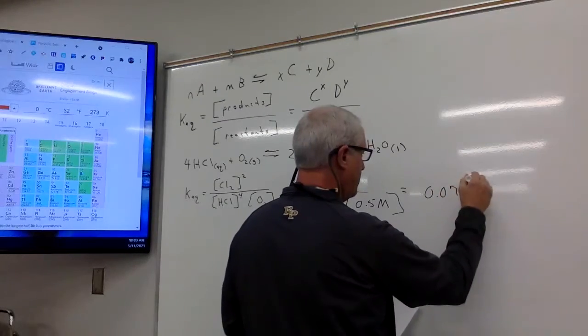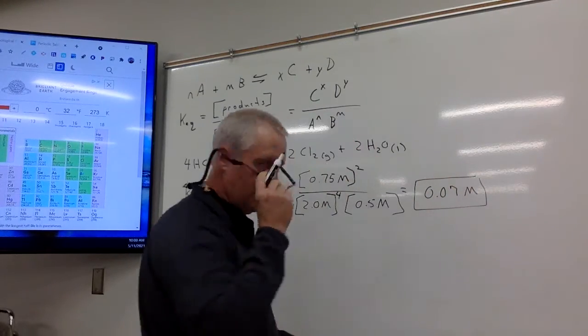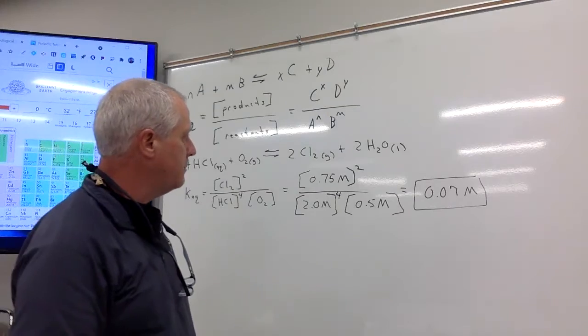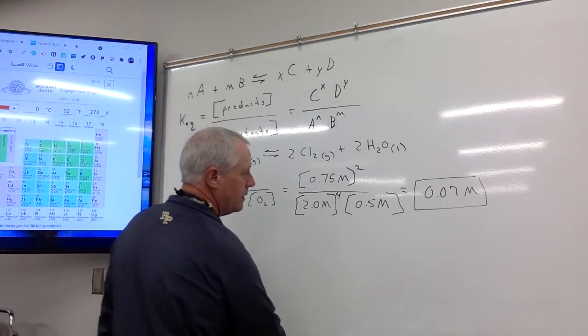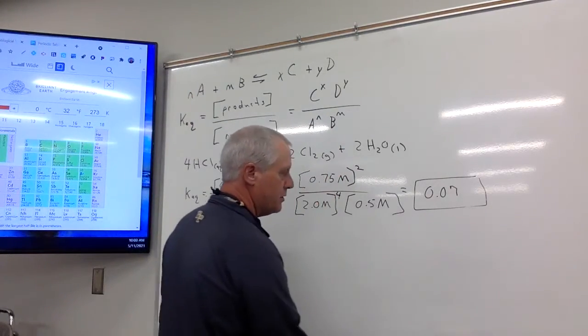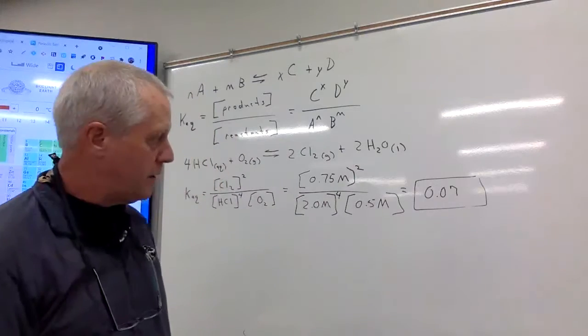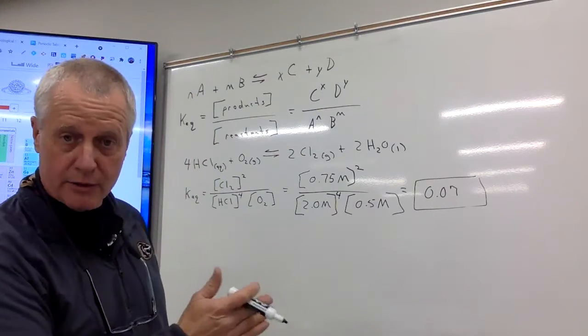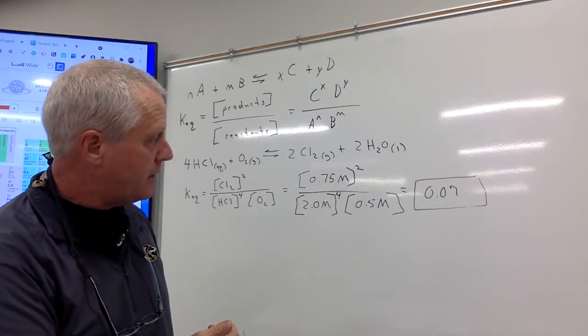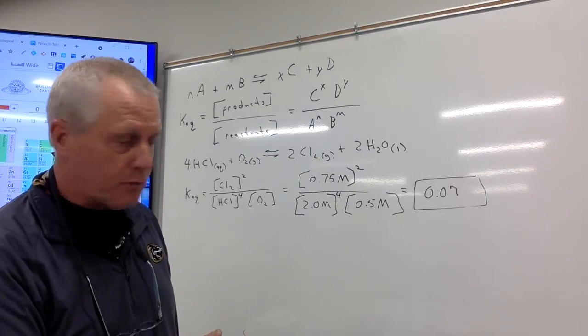Okay, when we do all the math on that, crunch out the numbers, it turns out to be 0.07. Now, that tells us a little bit then. Actually, there is no unit for that. So it's just a number. The equilibrium constant is just a number. Now, what does it tell us? Anything less than 1 favors the reactants. Anything greater than 1 favors the products.